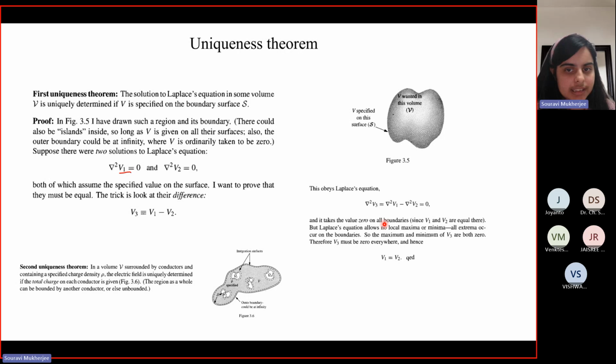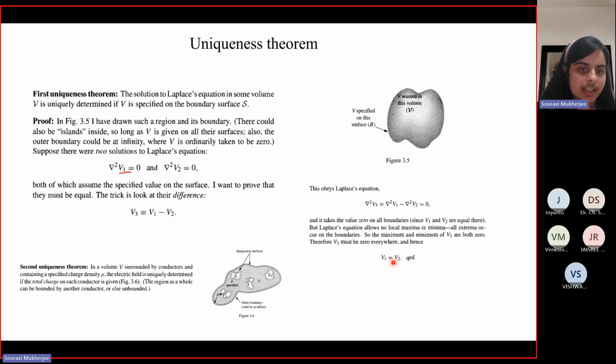Now if we remember that the Laplace equation allows no maxima and minima, that means if the value of V3 is 0 on the surface, anywhere inside the volume it should also be 0, right? There cannot be any maxima and minima. That means V3 is 0 everywhere, which tells us that V1 must be equal to V2. So if you know the potential on a surface enclosing a volume, the potential inside the volume is uniquely determined. That is the uniqueness theorem.